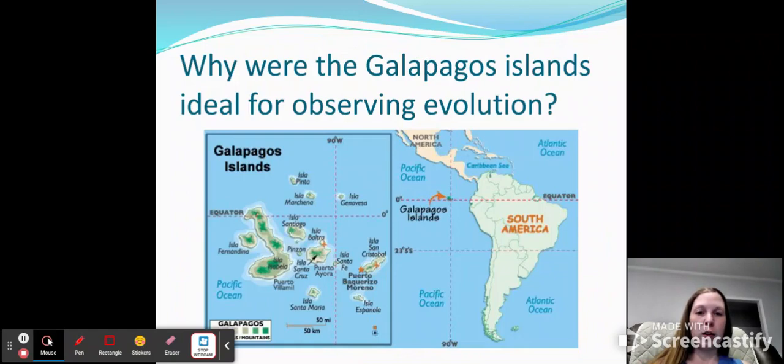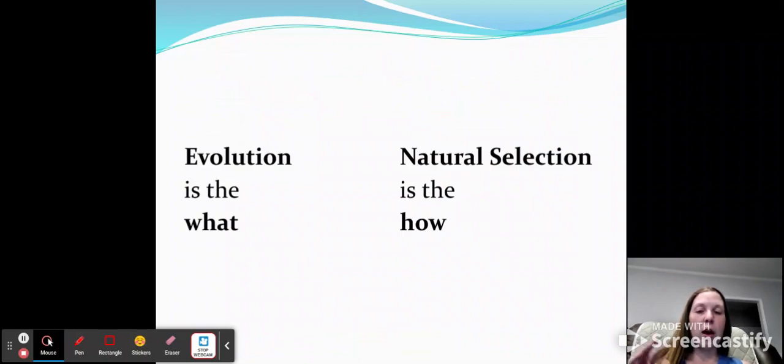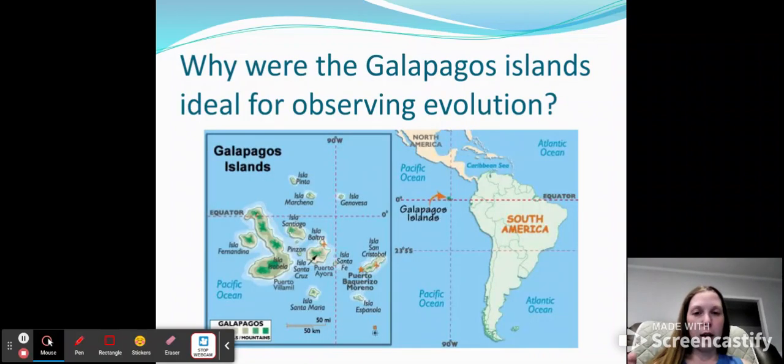And here is just a picture of the Galapagos Islands. They are on the Pacific Ocean side of South America. Why were these ideal for observing evolution? You can look at ideal conditions in terms of you don't have to worry so much about migration because they're all left on that island. You don't have to worry about human interference. You don't have to worry about all these other things that can lead to changes that would interfere with that data.